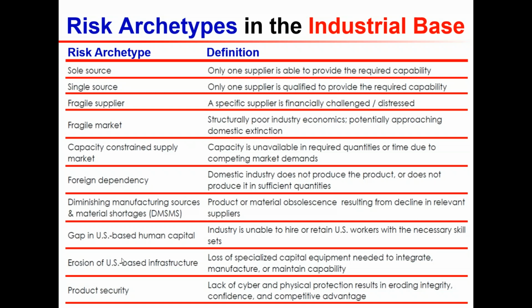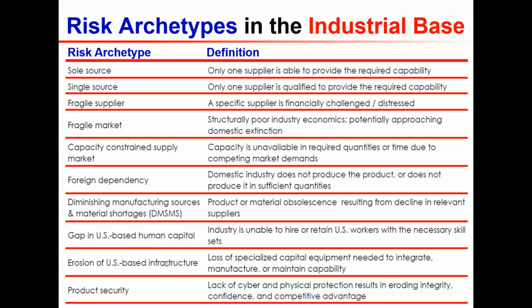It could be erosion of the US-based infrastructure. This is really focused on the loss of specialized capital equipment needed to integrate, manufacture, or maintain capabilities. The idea is that the physical capital we need to produce the things that we need as a military is eroding. If you read the report, it talks a lot about the organic industrial base, that we haven't invested enough in it, and that the equipment needs to be refurbished, updated, or expanded, right? But the idea is the capital equipment is being lost or eroded.